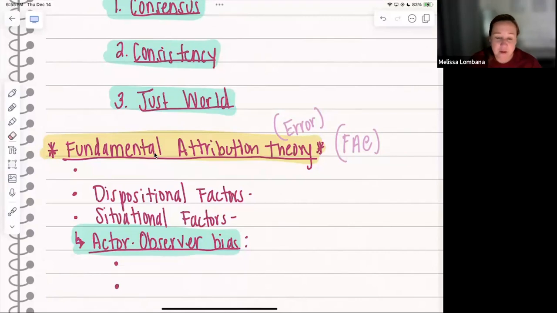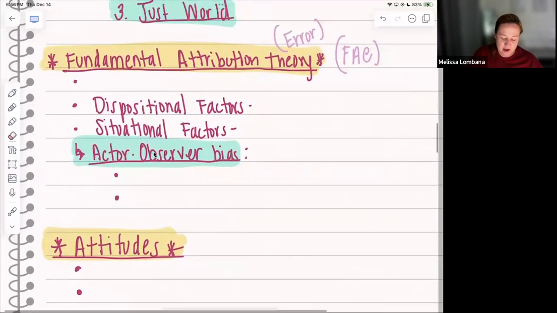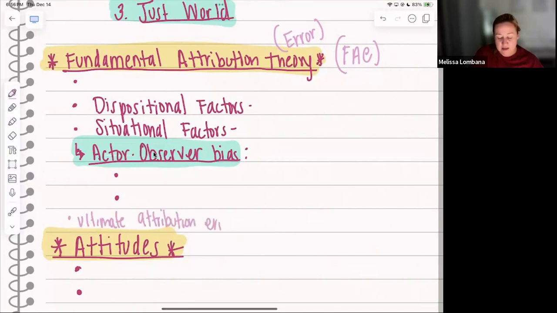Okay. Now, there's another word I want you to write under here, under attitudes. It is going to be called the ultimate attribution error. This happens when we observe a behavior of a person that is in a minority group. It could be any minority group, and it doesn't have to be just ethnicity or race. It could be even just, let's say, your magnet strands.